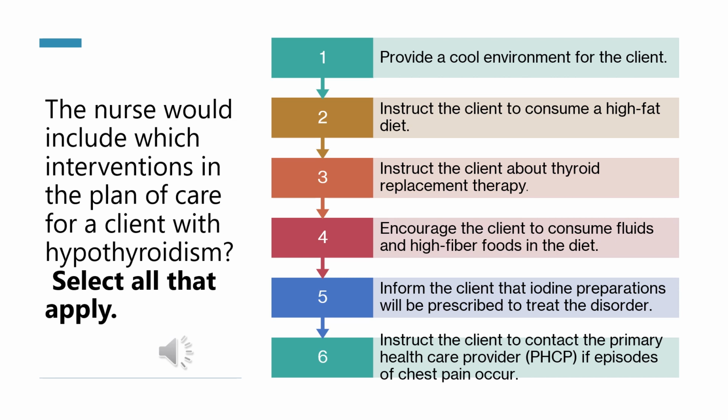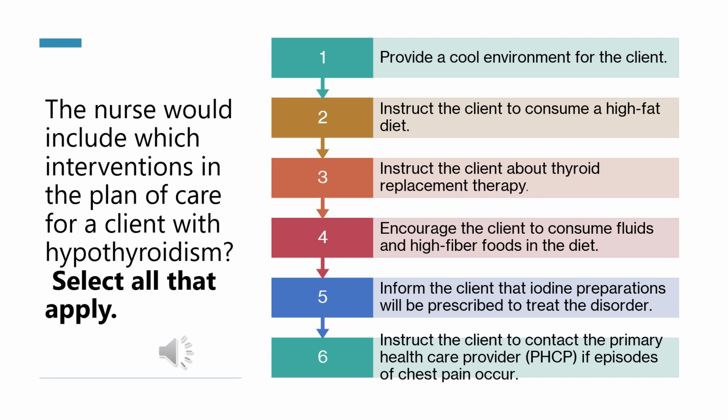Encourage the client to consume fluids and high fiber foods in the diet. Remember, we said things are slowing down, so this person is at risk for constipation. So, what kind of things are we going to do for this person to try to prevent constipation? You're going to encourage high fiber foods and you're going to increase the fluids to try to combat that constipation. So, yes, we want to do number four.